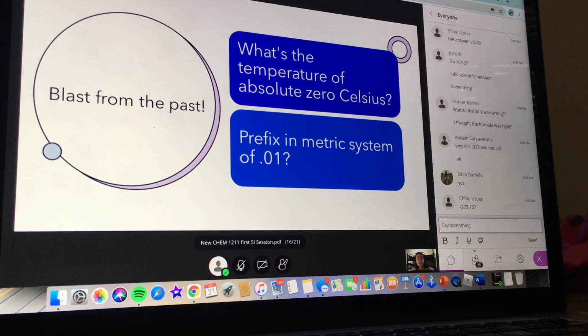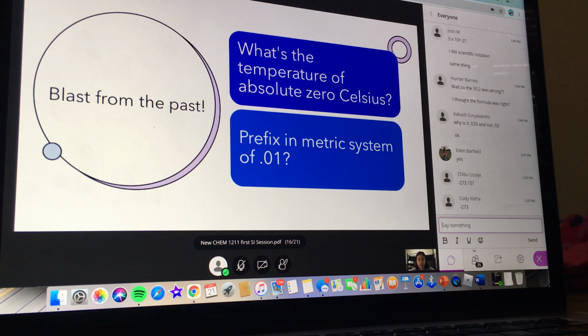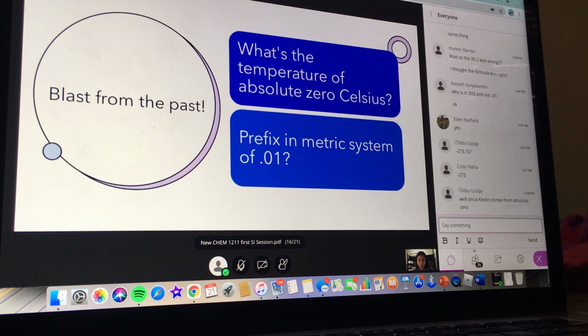Okay. Does anyone else have anything else? Or do we all agree? Okay. I see we have a little bit of a difference because someone put 0.15 and then Cody put negative 273. So, Chibu or Cody, can you explain why you got what you got? You got the right idea, like the negative 273, and that part's just memorization, really. But can you explain? Or can anyone explain, really?